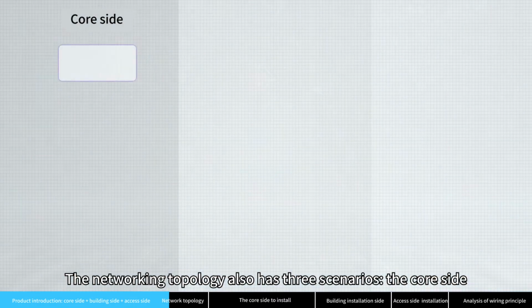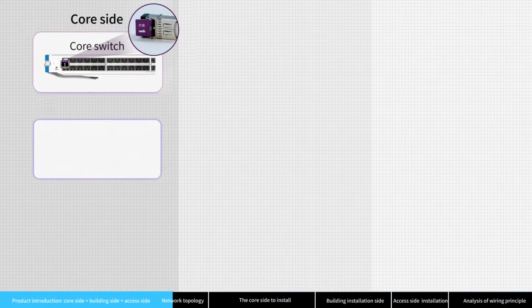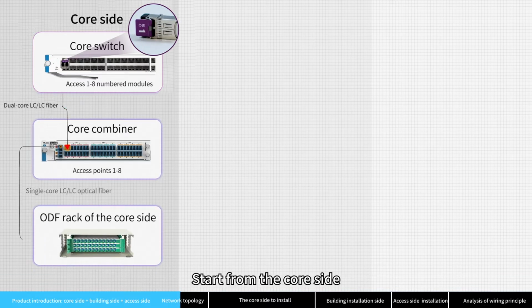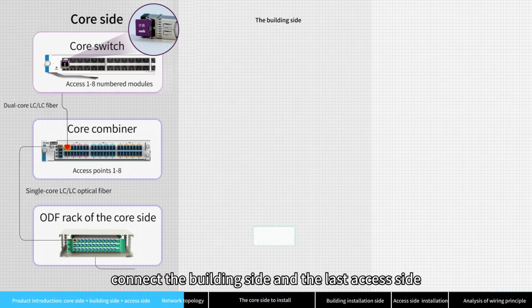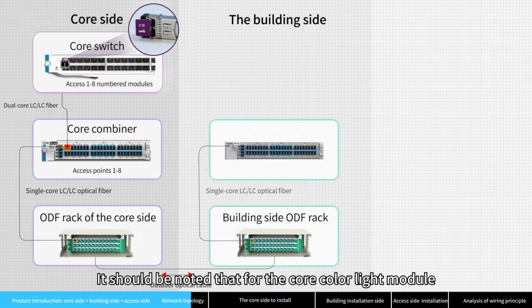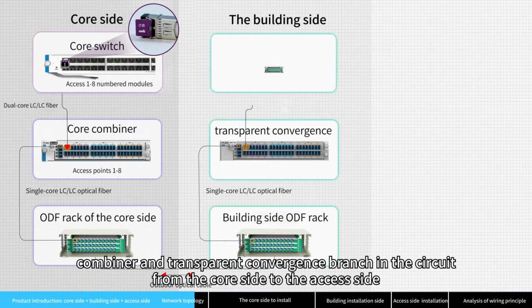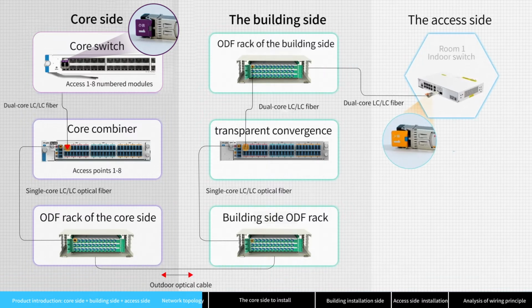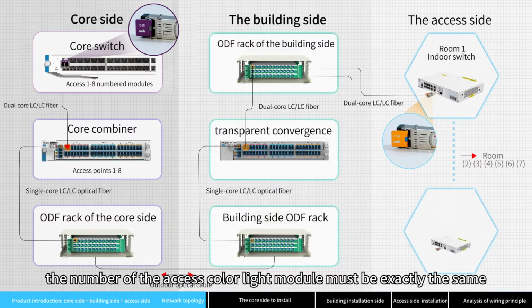The networking topology also has 3 scenarios: the core side, the building side, and the access side. Start from the core side. Connect the building side and the last access side. It should be noted that for the core color light module, combiner and transparent convergence branch in the circuit from the core side to the access side, the number of the access color light module must be exactly the same.